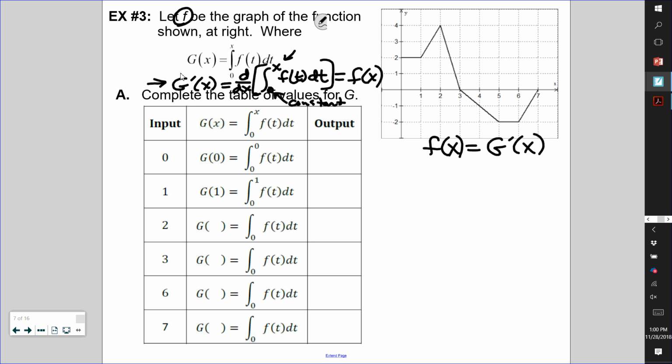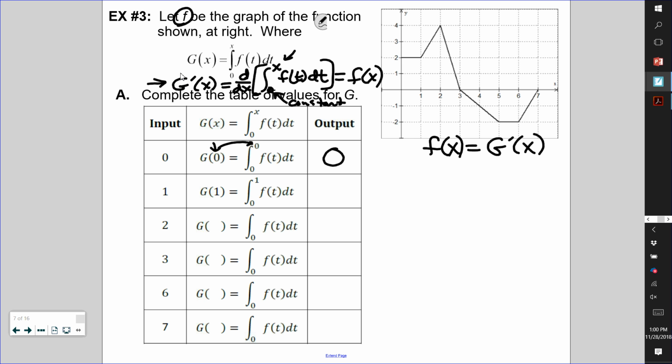Okay, so now let's look and see what this function is. So the function says g of x is defined to be the integral from 0 to x of f of t dt. So if the input is 0, g of 0 is going to be to integrate from 0 to x. Well, x is 0, so I plug 0 in. What's the integral of 0 to 0? 0. Because what's the width of that rectangle? Nothing. Okay? Remember the whole point of how we found area and stuff. There's no width there.